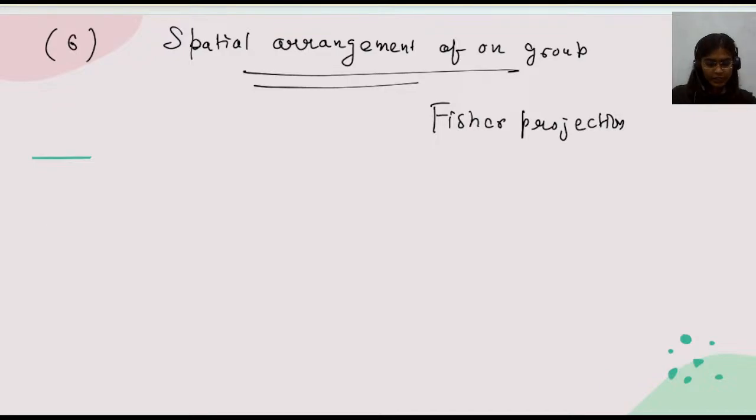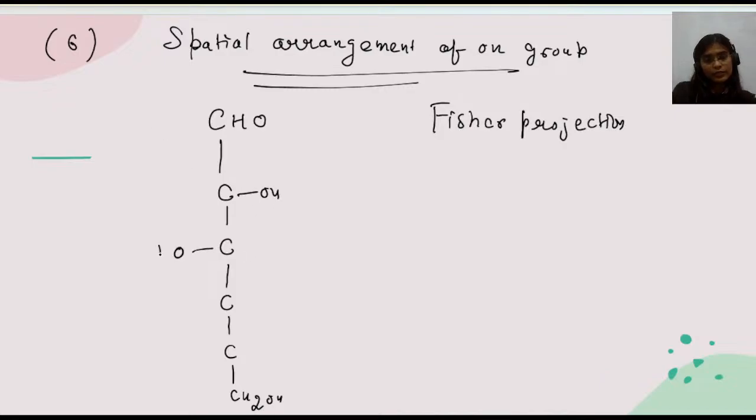Let me write the Fischer projection of the alcohol. This is CHO. In the previous class, I told you that you have to write the six carbons continuously: one carbon, two carbon, four, then five, and then six. The last one is CH2OH. Every time the OH is on this side, except the third carbon, where the OH is on the left side. Otherwise it is on the right side, with hydrogens on the other side.